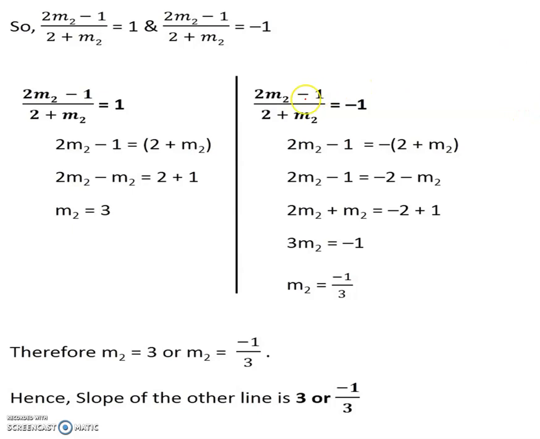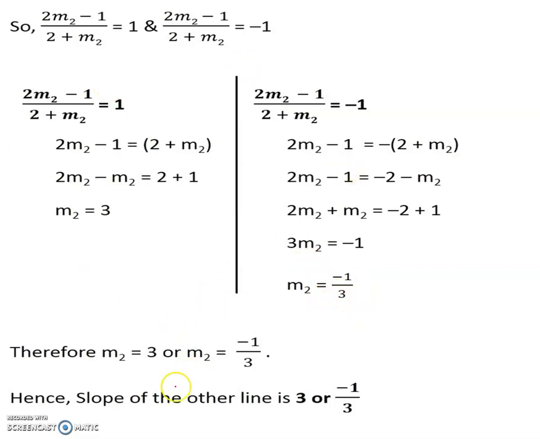Second one: 2m2 minus 1 upon 2 plus m2 is equal to -1. So 2m2 minus 1 is equal to minus of 2 plus m2. The minus sign is multiplied in the bracket, so 2m2 minus 1 is equal to -2 minus m2. Then 2m2 plus m2 is equal to -2 plus 1, which gives -1. So m2 is equal to -1 upon 3.